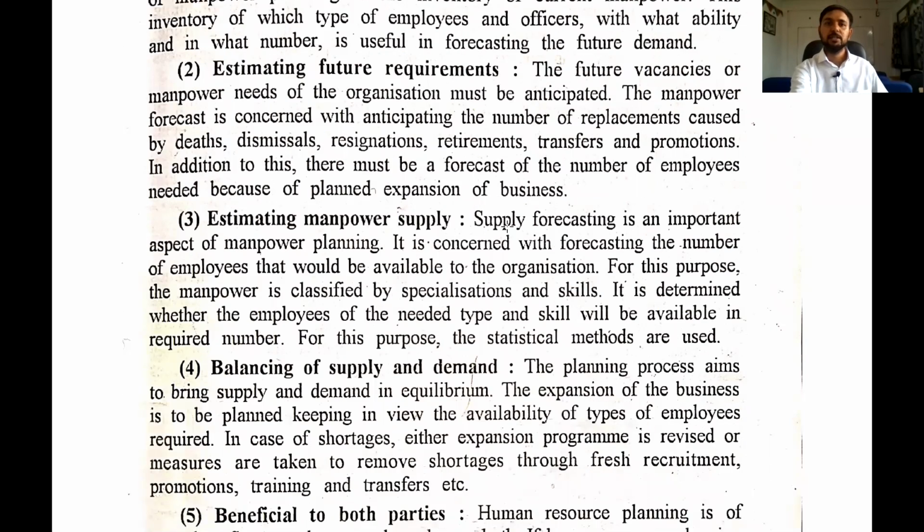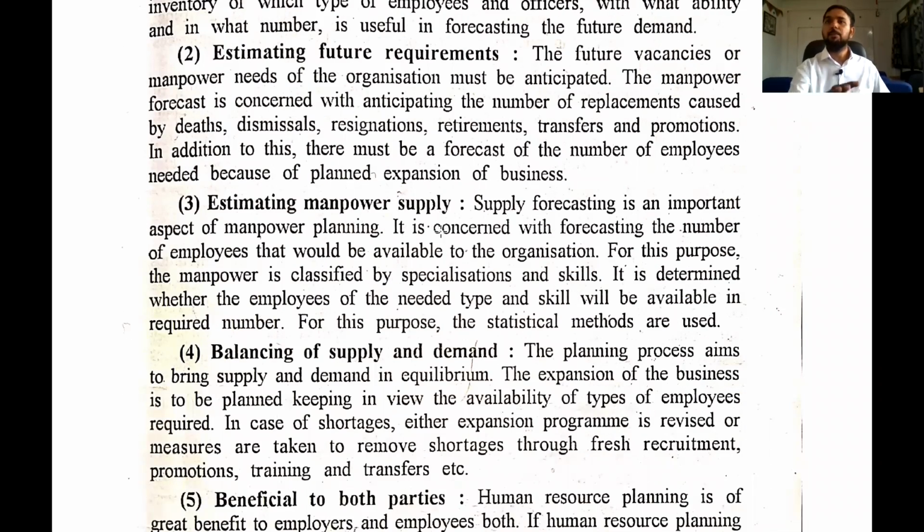The third thing is estimating manpower supply. Means whatever the requirement of human resources we have planned, whether we will get such kind of employees from the market or not. We also need to focus on the supply of human resources. So what is it? Supply forecasting is an important aspect of manpower planning. It is concerned with forecasting the number of employees that would be available to the organization. For this purpose, the manpower is classified by specialization and skills.